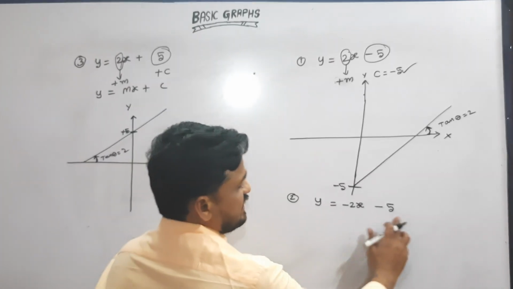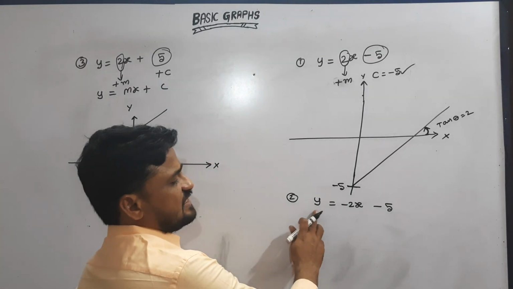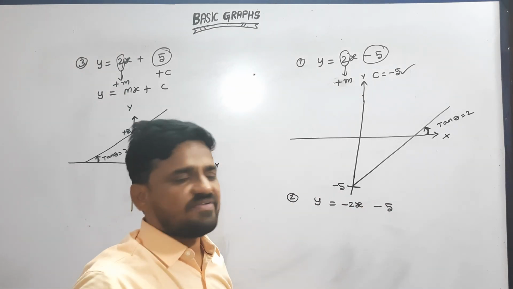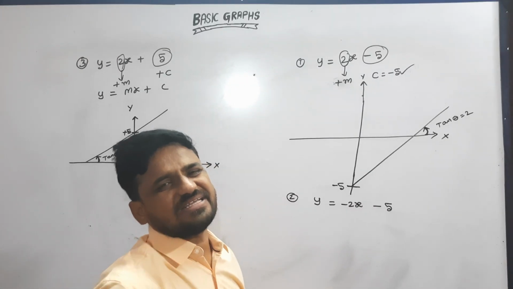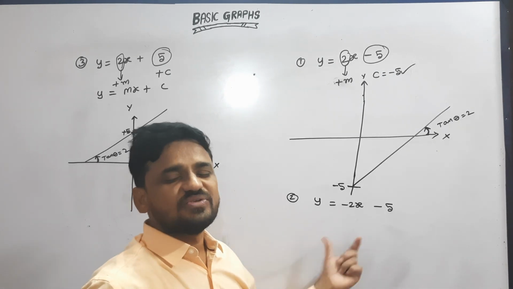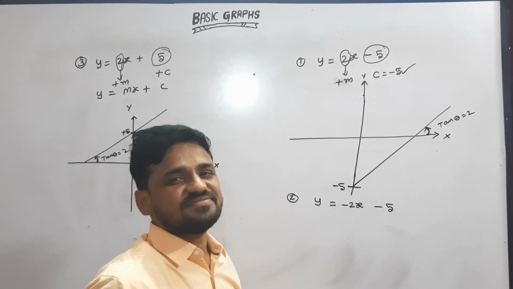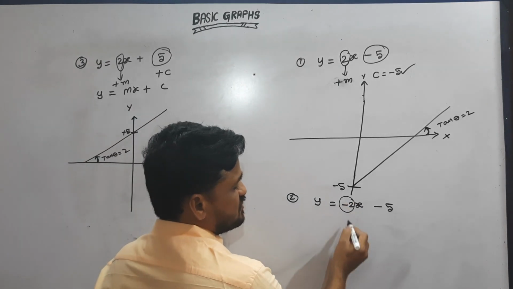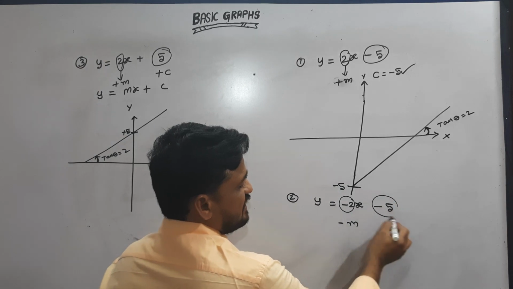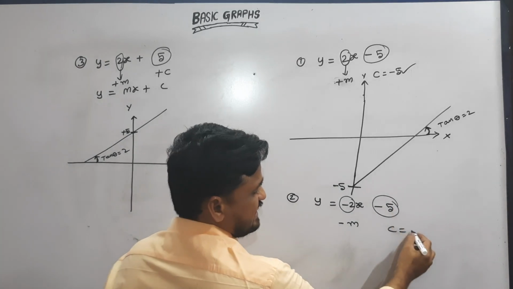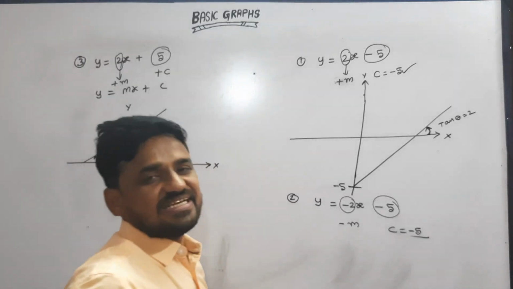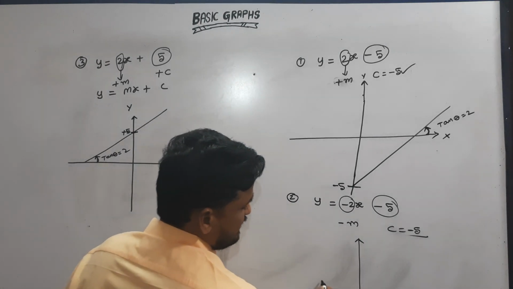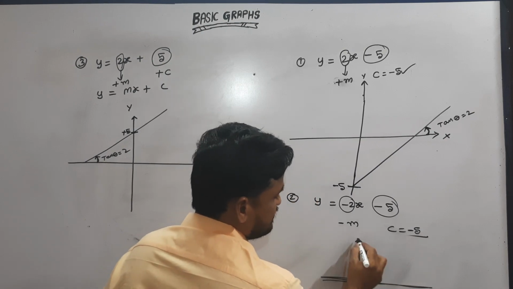Next, plot the graph of this equation. This equation is a straight line equation. In this equation the highest power is 1; not y square or x square, but x power 1, y power 1. So this is a straight line equation. It is like y equal to mx plus c. Here the slope is negative and the line intersects the negative y-axis at minus 5. So plot that graph. Let's see how we draw the graph.